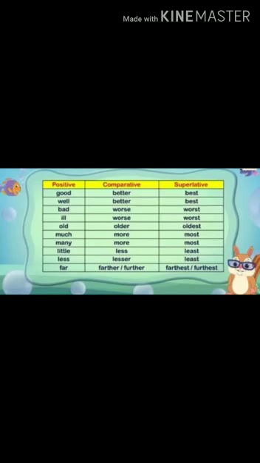So for that we have to memorize those lists of irregular comparatives and superlatives. For example, here it shows good. So the comparative form is not gooder or goodest, but better is the comparative and superlative is best. Next, again for well, the comparative form is better and superlative form is best. So children, you need to memorize these words.